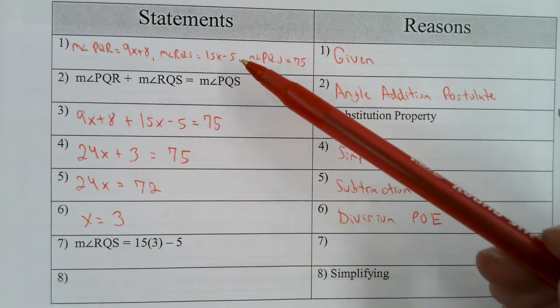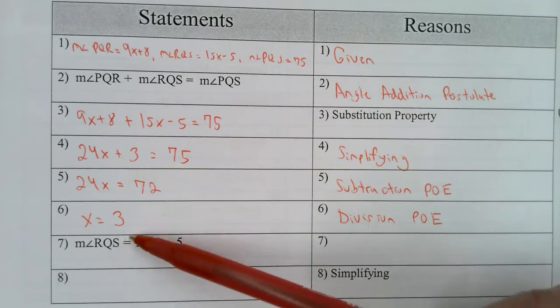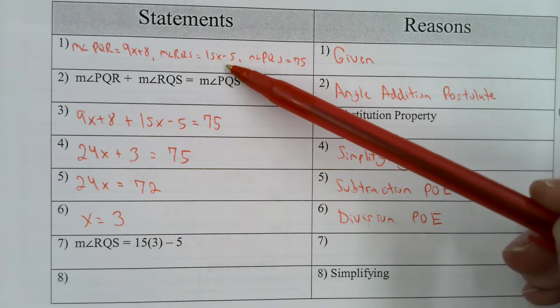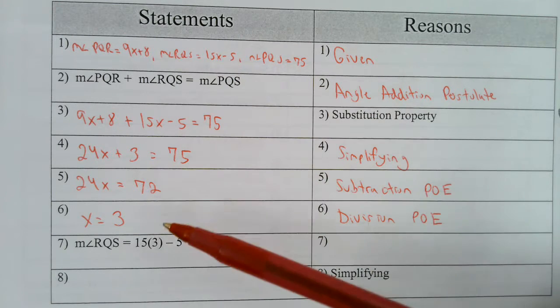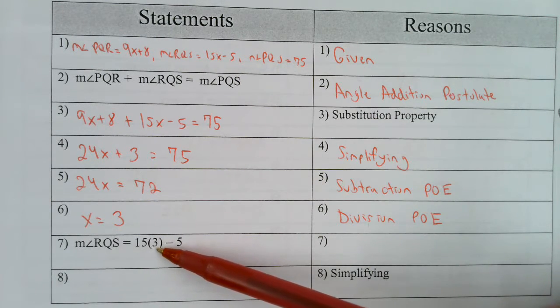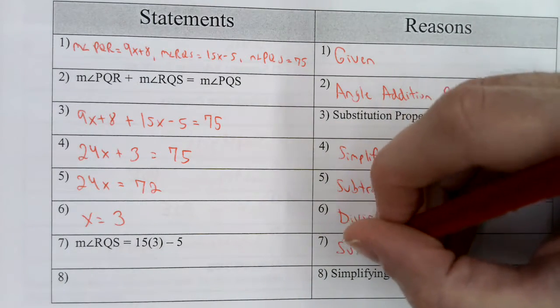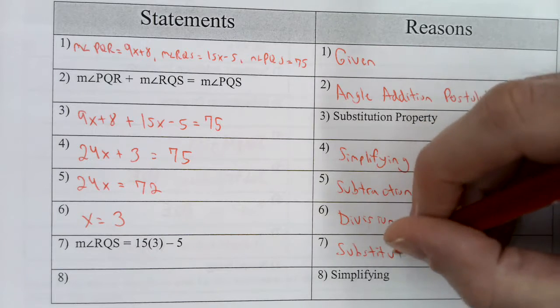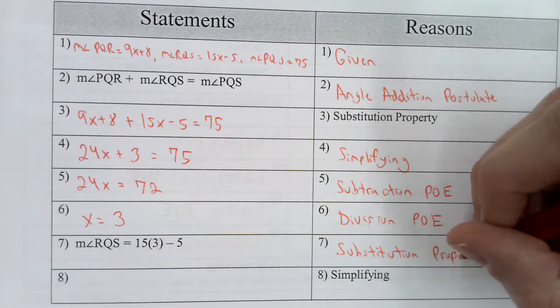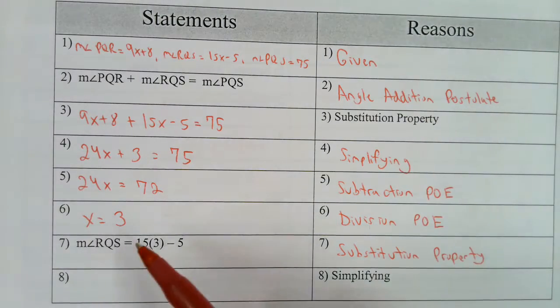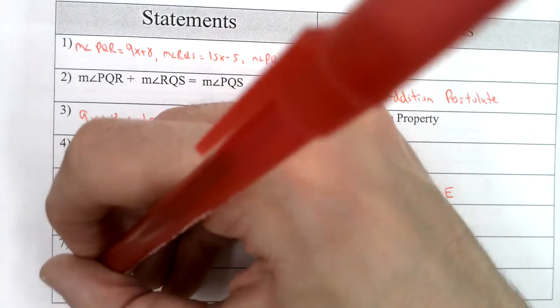Then if you look at PQS, we're given that RQS is 15x minus 5. So we are replacing the x with 3 because x equals 3 from step 6. That's called substitution property. And then you combine like terms. You simplify. 15 times 3 is 45. Minus 5 is 40 degrees.